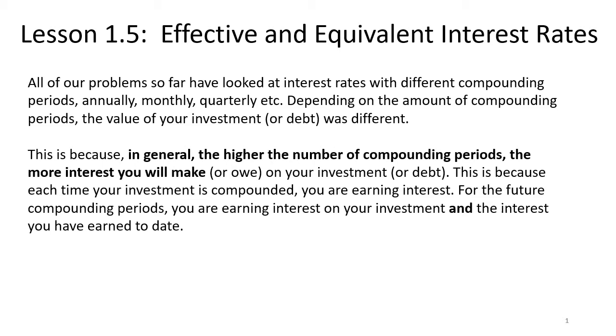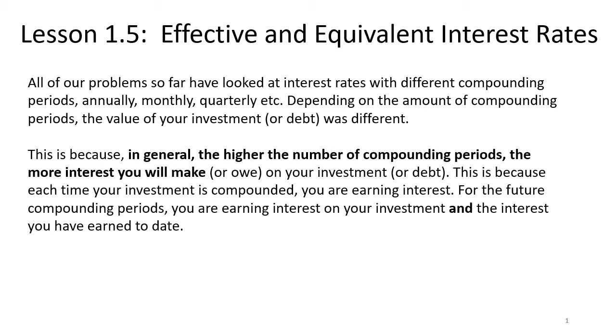If you remember, or if you've watched lesson 1.4, the end of the lesson showed you an example where you had the same amount of money compounded annually or monthly. And you saw that you could have a lower interest rate if it was compounded monthly and make the same amount of money as if you compounded annually at a higher interest rate.